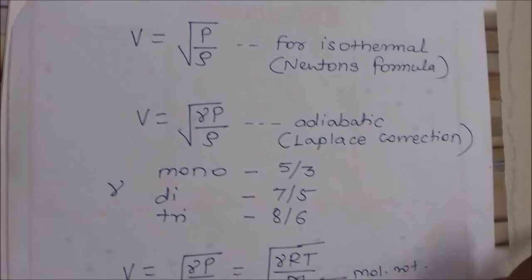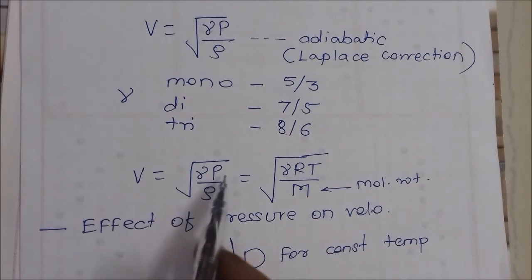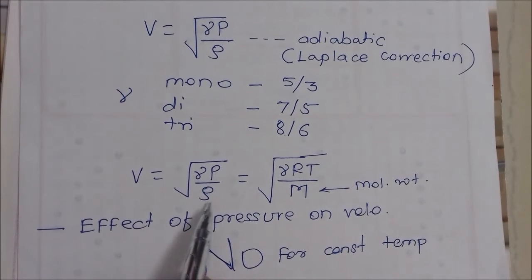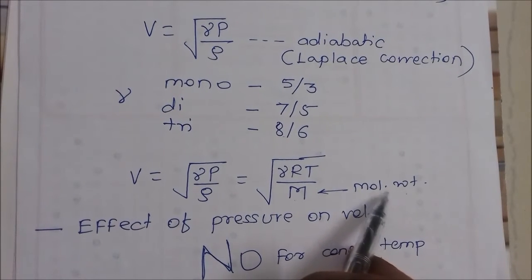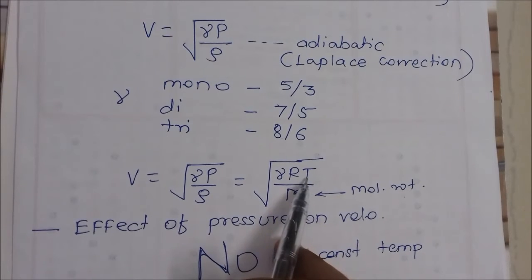Then this is velocity, root gamma P upon rho. So P upon rho is replaced by RT upon M. M is molecular weight of gas, R is gas constant, and T is temperature in Kelvin.